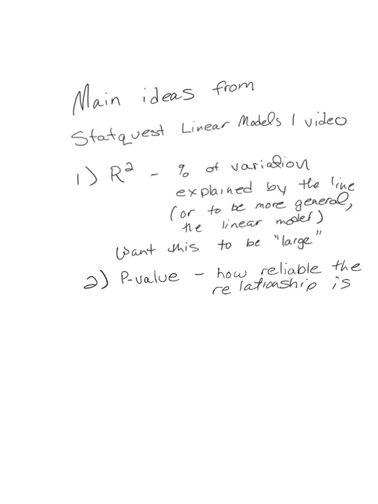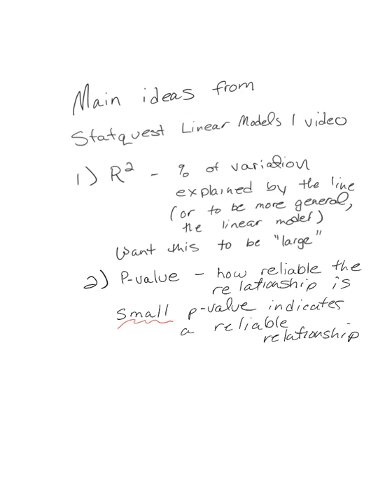And secondly, the p-value, which is a measure of how reliable the relationship is. And a small p-value indicates a reliable relationship because that indicates that there's a small probability of seeing an F statistic of that size if there's no true underlying relationship.